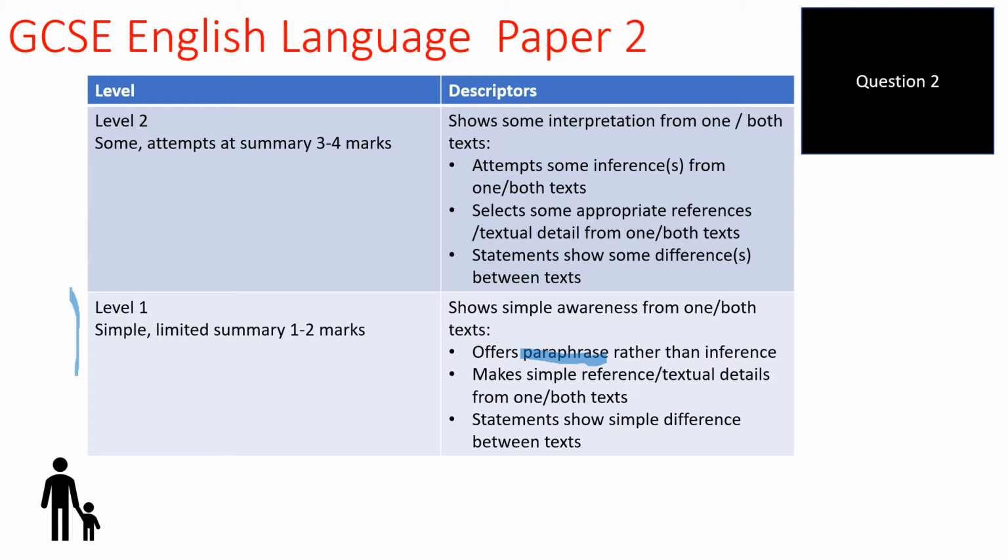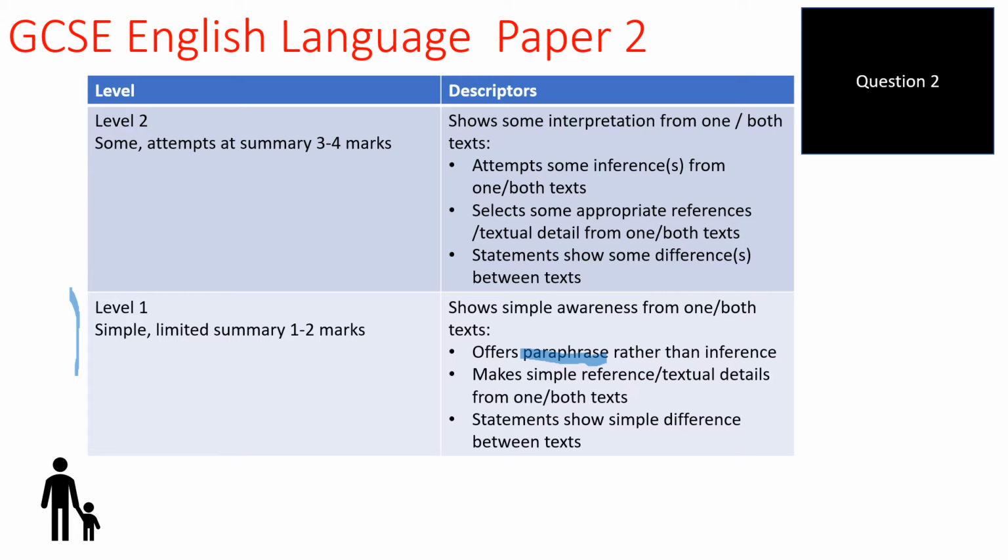So simply at level 1, for 1 or 2 marks, you're just going to say, well, one shows this and the other does this. So really, really simple response. And so you're not really getting to the inference stage. To get 3 or 4 marks, so close to half marks, you have to show some interpretation from one or both of the texts.